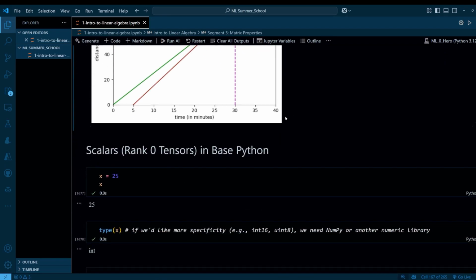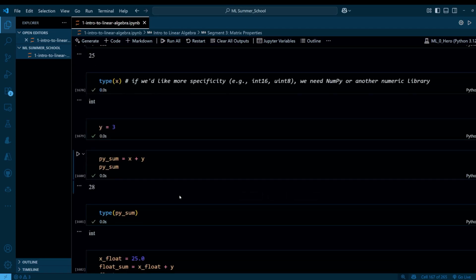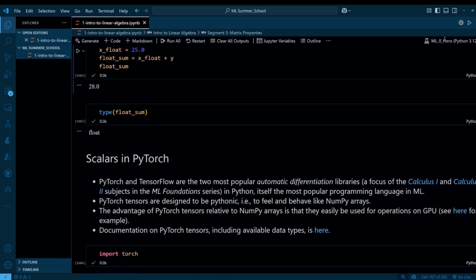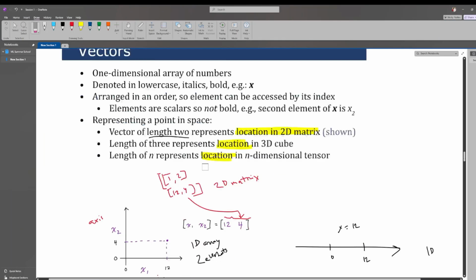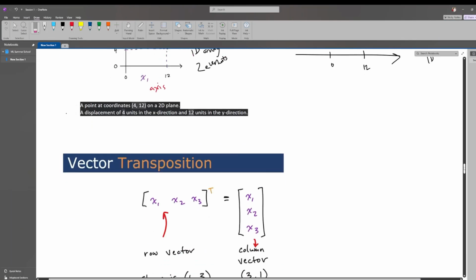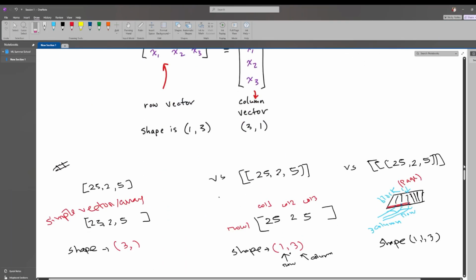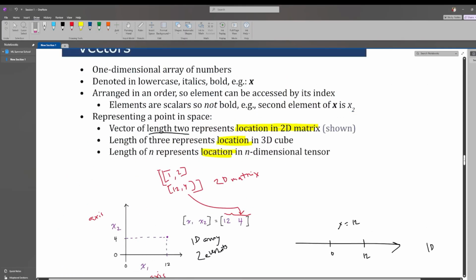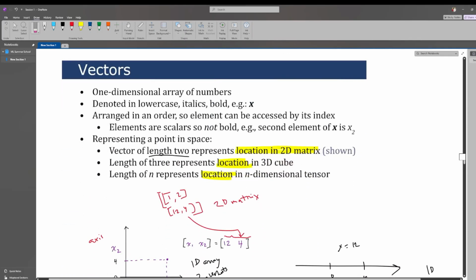We'll talk about scalars and all. You can see scalars in base Python, and so we'll talk about it later on. Let me just talk about the vectors and vector transposition, and then we'll talk about the code. I will talk about how to code them out.